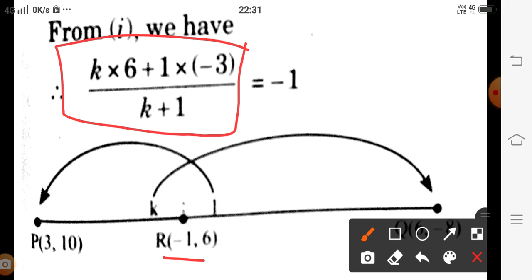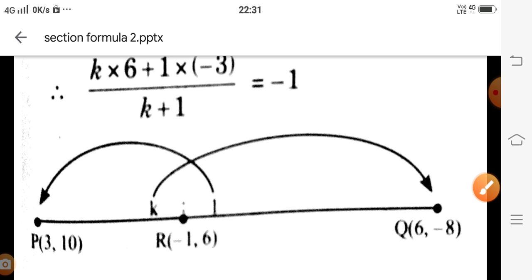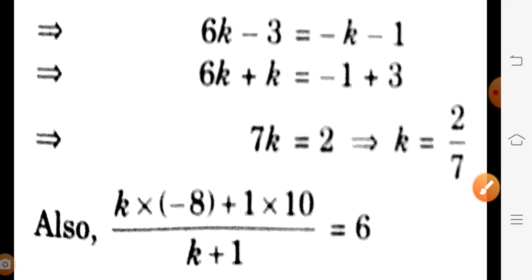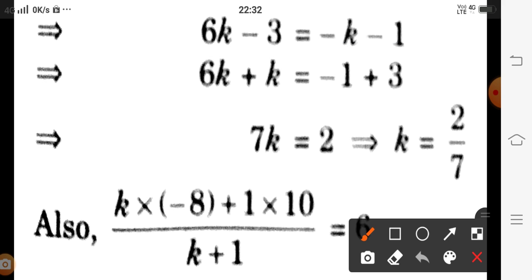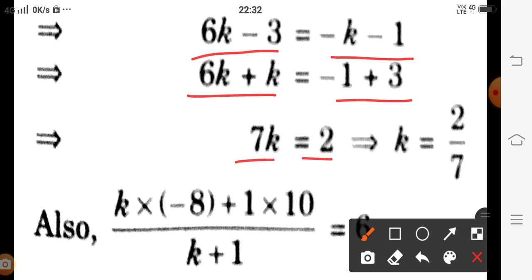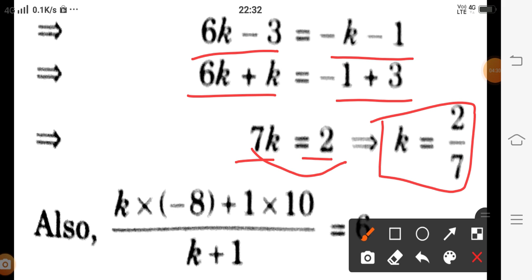If we solve this further, on cross multiplication we get 6k minus 3 upon minus k minus 1. Taking the like terms on the same side, we get 6k plus k, that is 7k, and minus 1 plus 3 we get as 2. Taking 7 to the other side, the value of k we get as 2 upon 7.